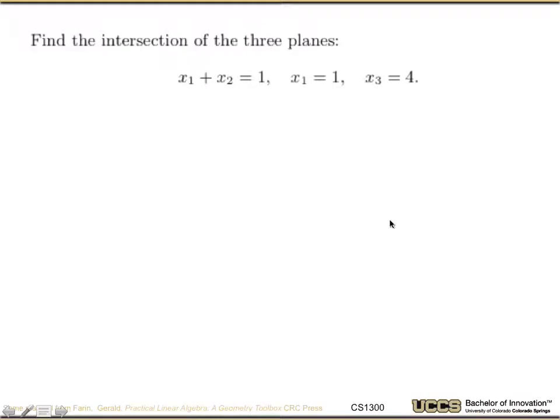Let's do another intersection problem. Let's find the intersection of 3 planes. So I have the plane x1 plus x2 equals 1, x1 equals 1, and x2 equals 4. You can sketch this out and solve it as well, but I want you to try and do it algebraically, because in general, you can't always visualize them well enough to figure out exactly what the answer is.